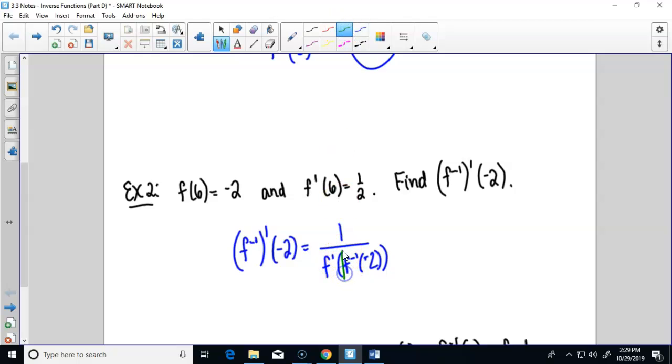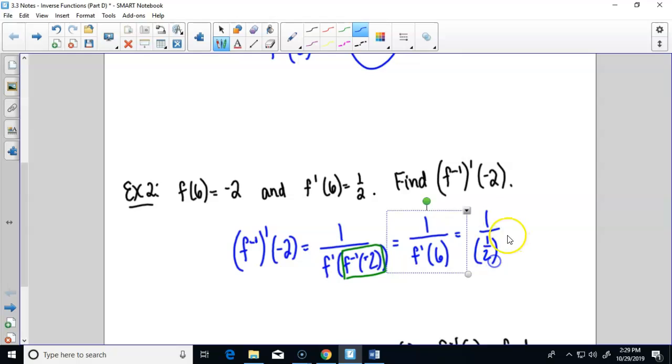Okay, so for this you'll use the formula. First thing you got to find is f inverse of negative 2. What is f inverse of negative 2? It is 6. Very good. So we'll have 1 over f prime of 6. And then what is f prime of 6? It's 1/2. So we plug in our 1/2 here. Dividing fractions is easy as pie. Flip the second and multiply. We get 2 for our answer.